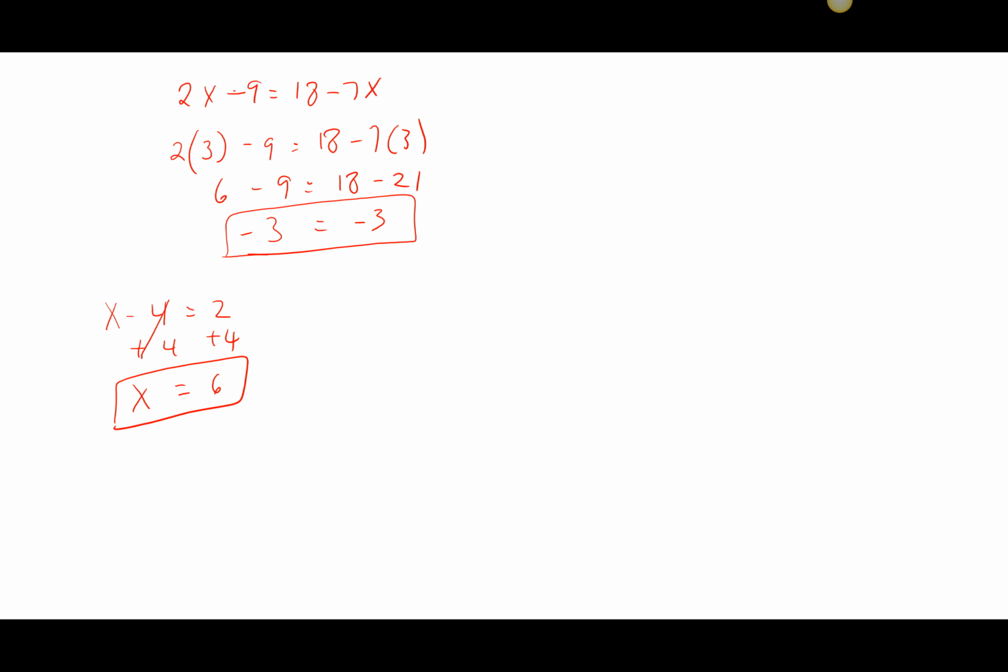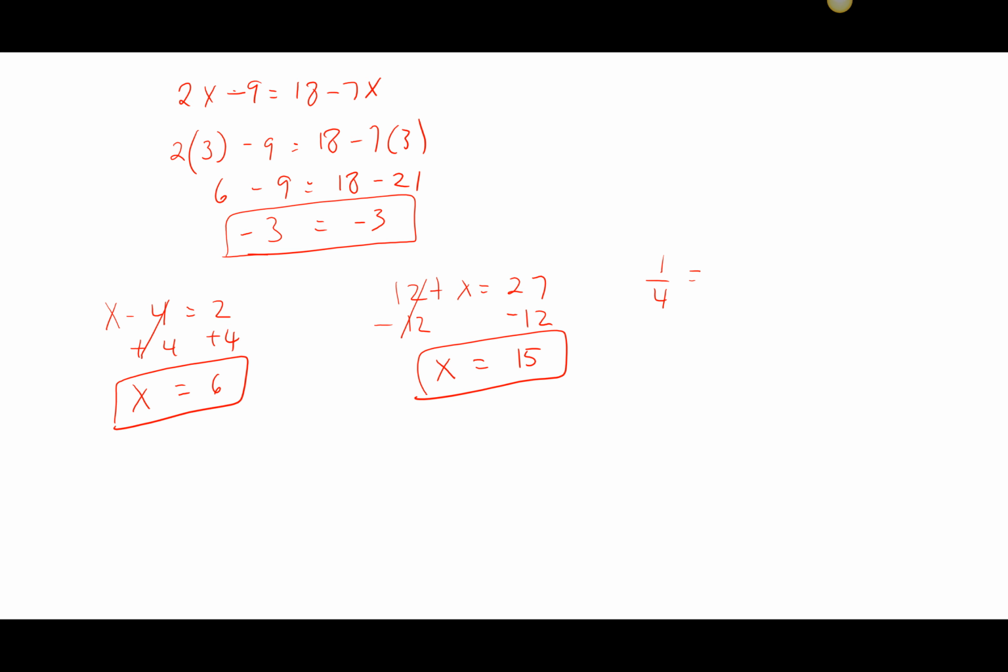So another example would be 12 plus x equals 27. If we subtract 12 from both sides of the equation, that'll go away. x equals 15.